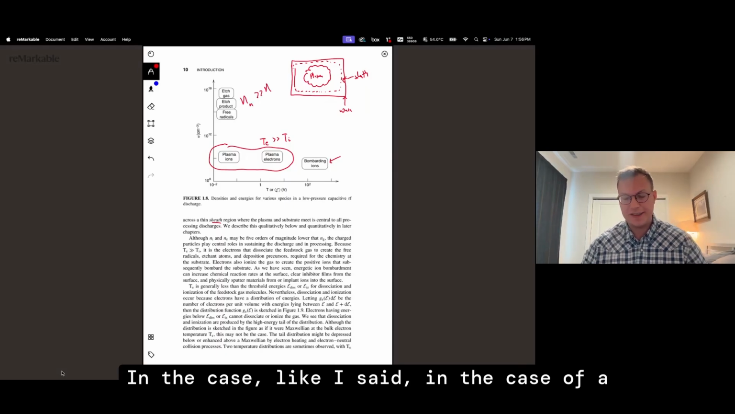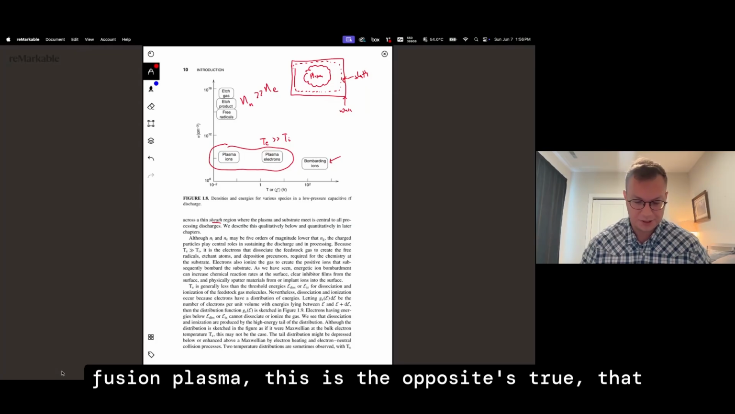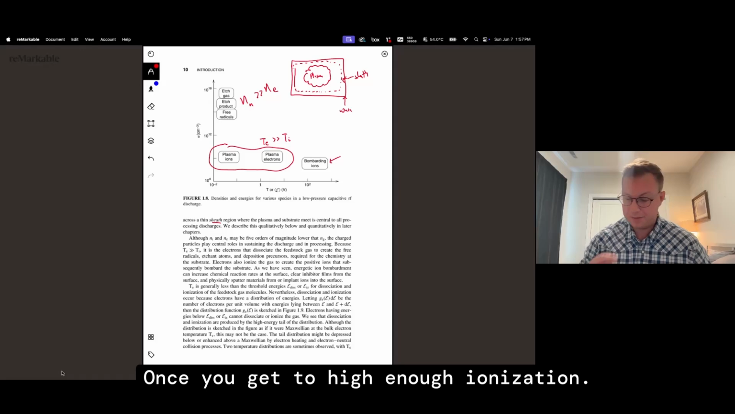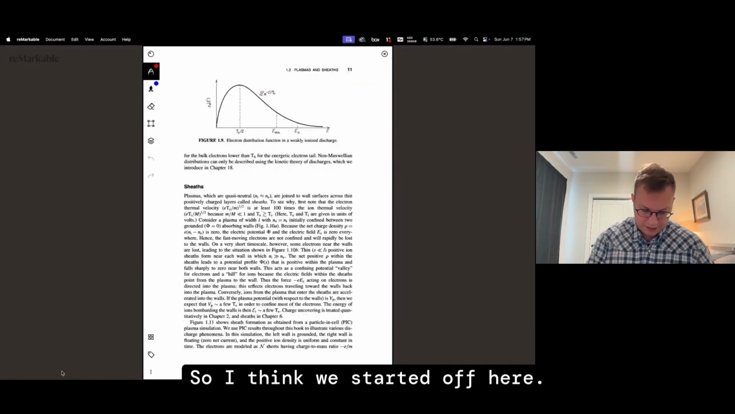In the case, like I said, of a fusion plasma, the opposite is true: there are essentially no neutrals left once you get to high enough ionization. Okay, let's keep going.